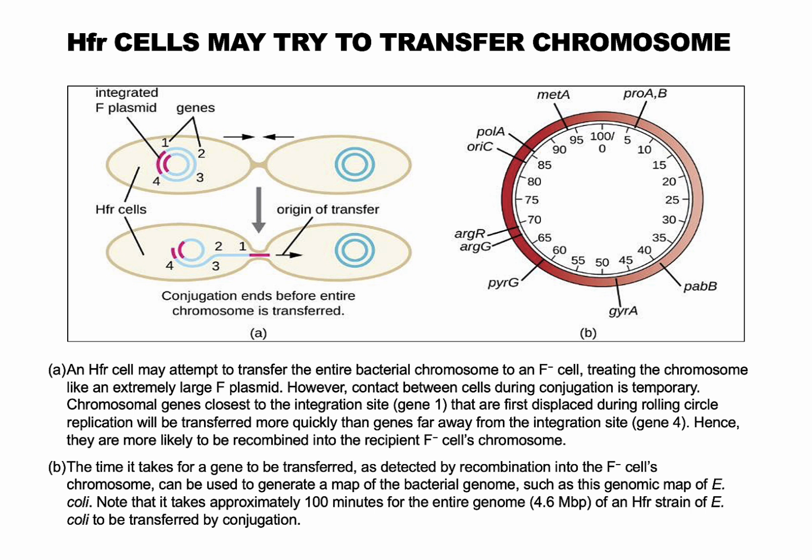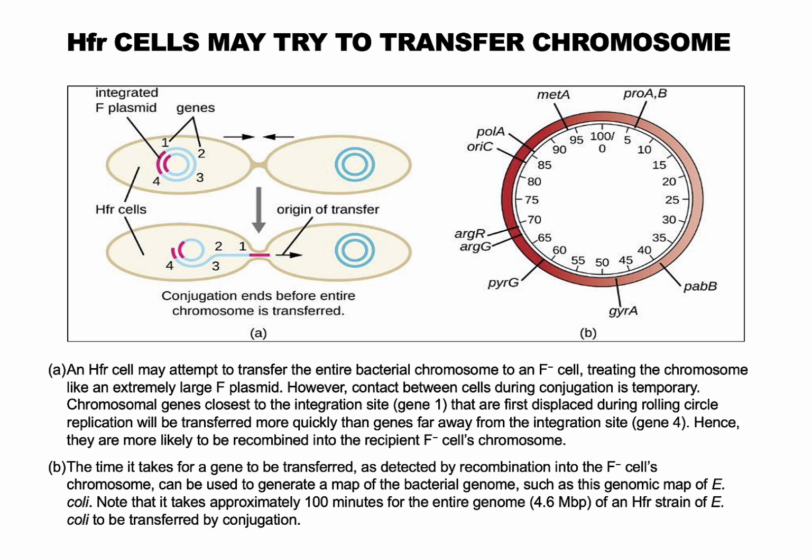be successfully transferred. The chromosomal DNA from the host that is located near where the F plasmid integrates is more likely to be displaced and transferred during the unidirectional rolling circle replication process. This DNA is more likely to recombine into the recipient cell's chromosome compared to genes that are farther away from the integration site.